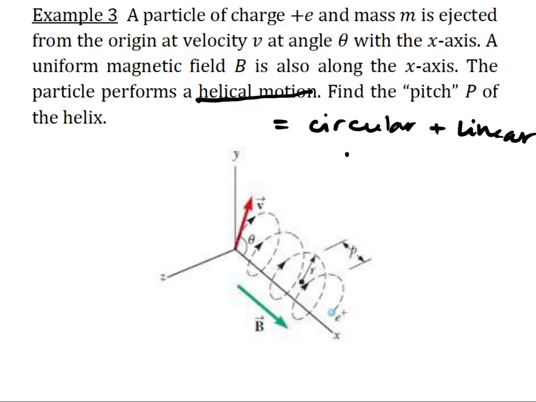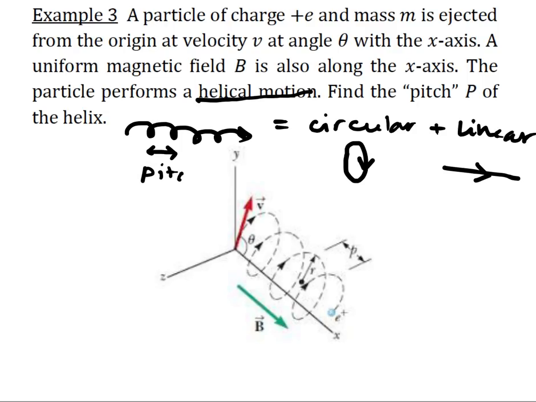To set this straight, when you have a circular motion, the trajectory of the particle will look like this. And then when you have a linear motion with a different direction, the trajectory of your particle will look like this. And if you add up these two motions together, it will just give you the helical motion. Okay? And then with the helical motion, we are going to define a pitch distance.